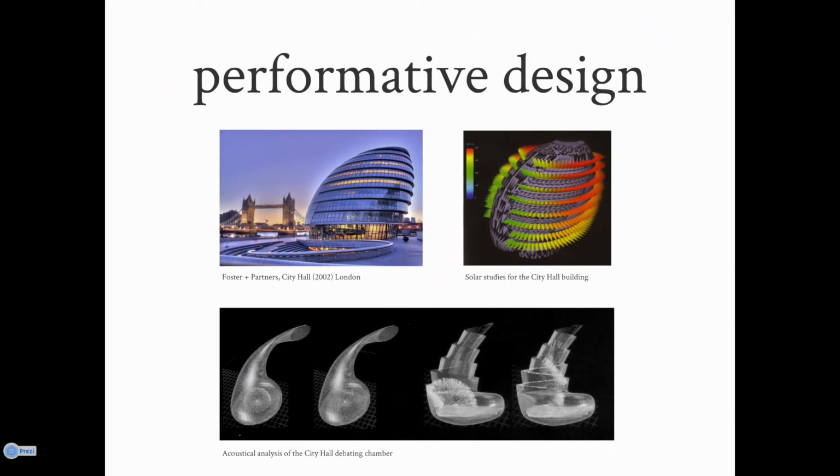The next example where tools are used in a generative way is in performative design, where certain parts of the building or the building itself are optimized, maybe due to energetic performance, due to solar studies or acoustical simulations, which could, of course, be done manually as well, like simulated with physical models. However, whenever there's a large amount of data that needs to be processed or analyzed, digital tools are very handy.